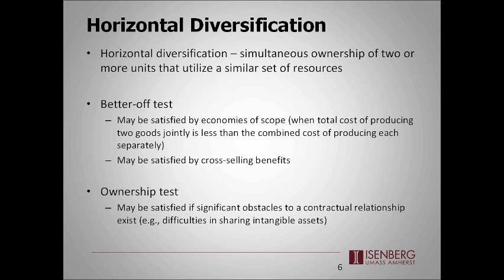The Better Off test could also be satisfied by cross-selling benefits. Cross-selling is especially relevant when customers prefer one-stop shopping. And the ownership test might be satisfied if there are major obstacles for two businesses to write a contract. So, for example, sharing intangibles like specialized knowledge between businesses can be very difficult to work out through a contract. And if writing a contract is not feasible, then ownership might be the right choice.